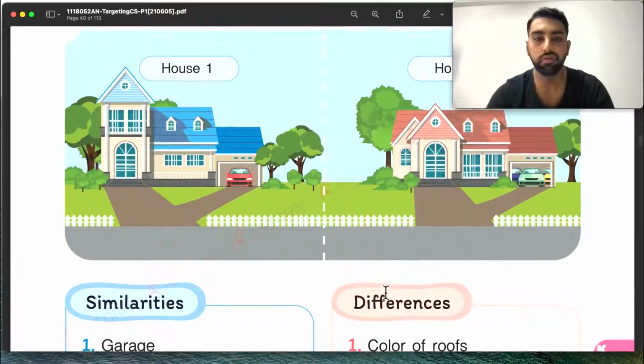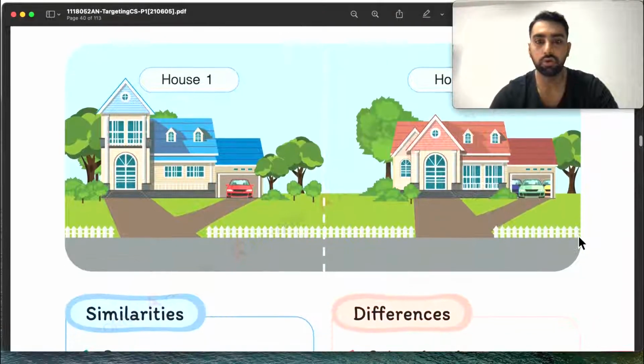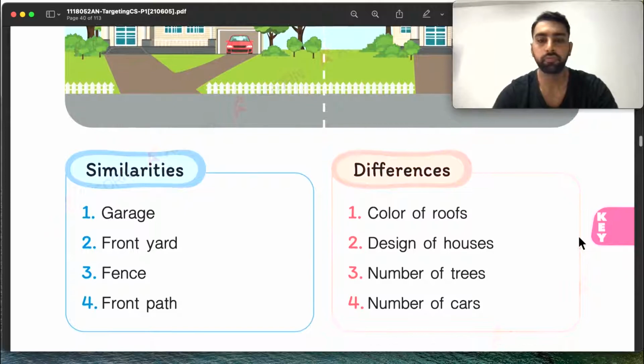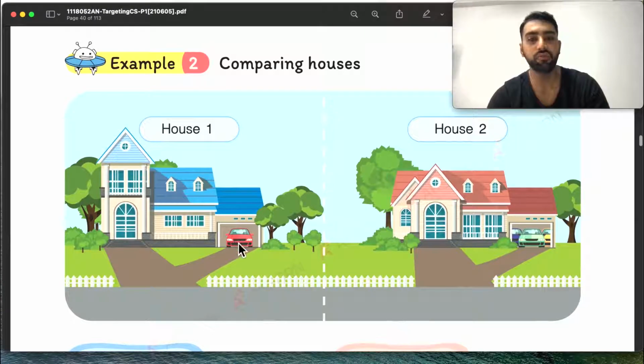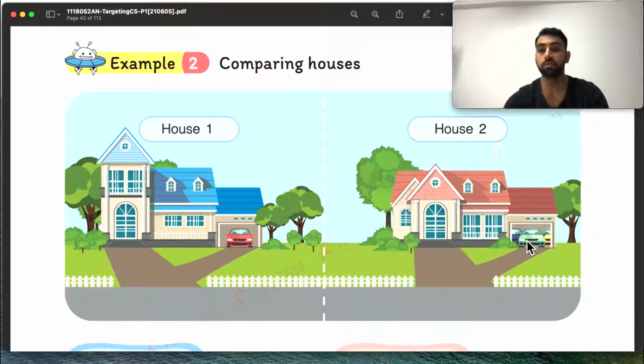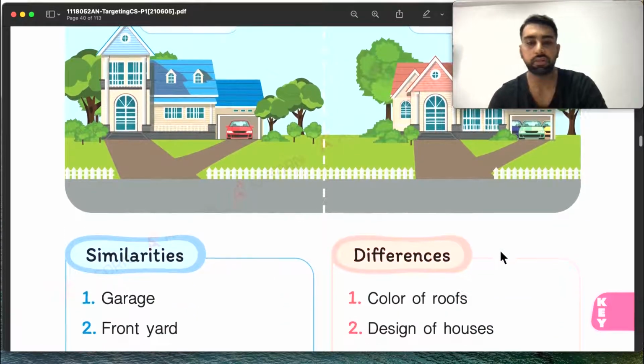Number 3, number of trees. How many trees does this house have? In this house, 1, 2 and 3 trees. In this house we have 1 and 2 trees. All right, so they are not the same. Okay, number 4, number of cars. House 1 has only 1 car. House 2 has 3 cars, 1, 2 and 3. Okay, all right, I hope you understood.